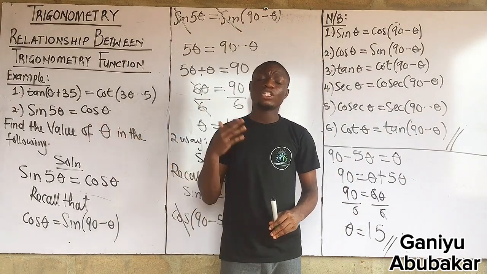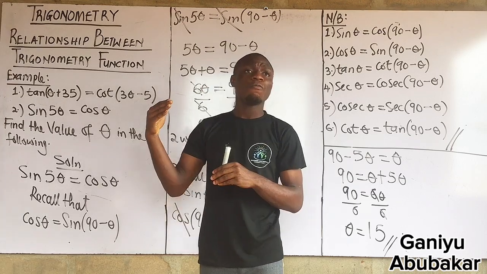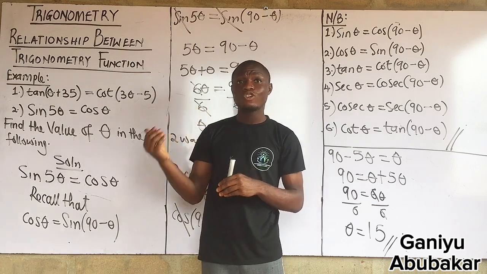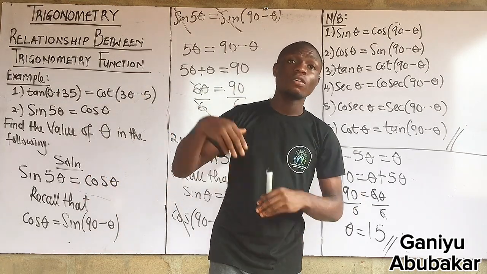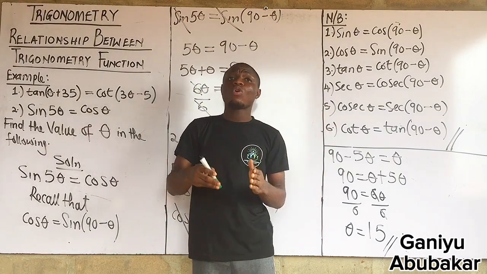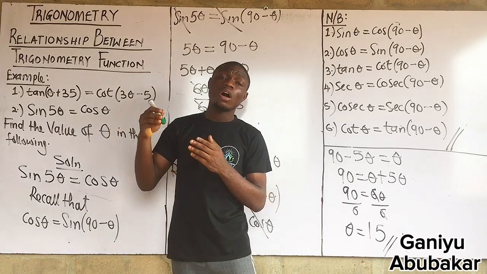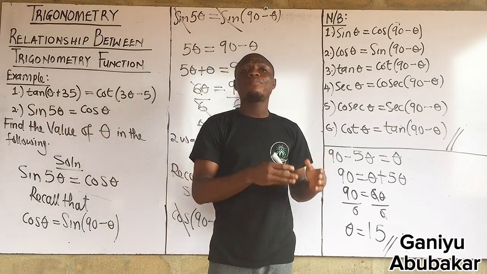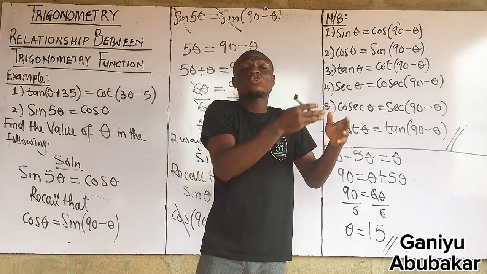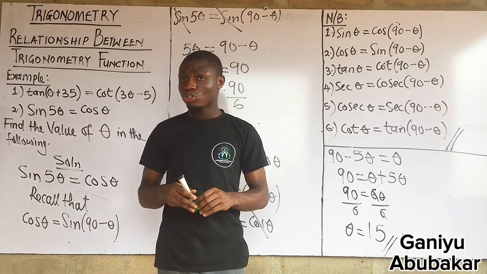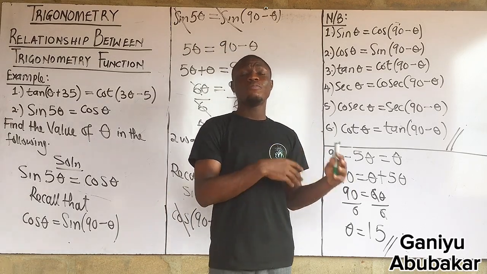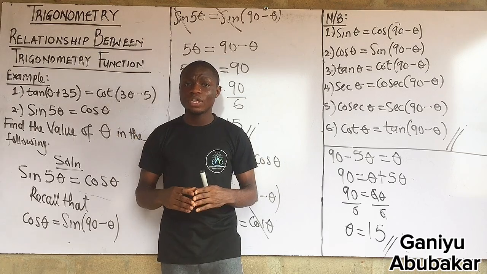See you in our next class. We'll be discussing the fundamental trigonometric identities. We're looking at the concept of 1 plus tan square theta is equal to sec square theta. We're looking at 1 plus cot square theta is equal to cosec square theta. We're looking at cos square theta plus sin square theta is equal to 1. All these concepts we'll be discussing in our next class.